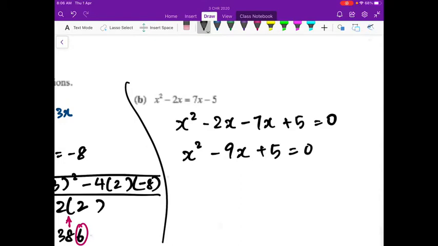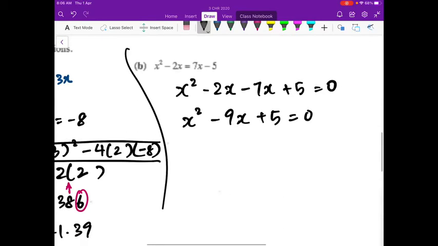Now it's the same format already: ax squared plus bx plus c equal to 0. To get to this step is not difficult. Just keep in mind, I want the right hand side to be equal to 0. Subtract, add, you will get it. Then state your A as 1, B as negative 9, and C as 5.